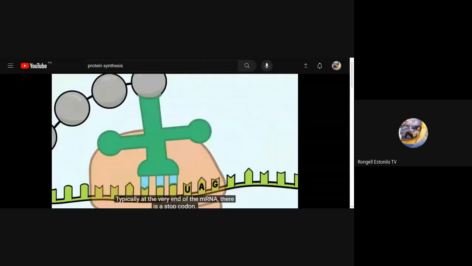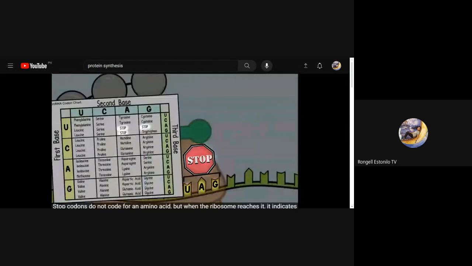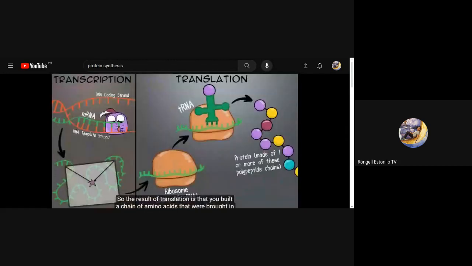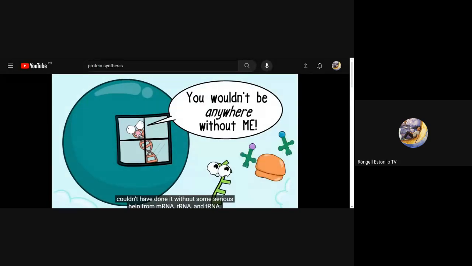Typically, at the very end of the mRNA, there is a stop codon. Stop codons do not code for an amino acid, but when the ribosome reaches it, it indicates that the protein building is finished. So, the result of translation is that you built a chain of amino acids that were brought in certain sequences based on the coding of the mRNA. But remember, that mRNA was complementary to the DNA, so the DNA ultimately was the director of the entire protein building. Of course, it couldn't have done it without some serious help from mRNA, rRNA, and tRNA.